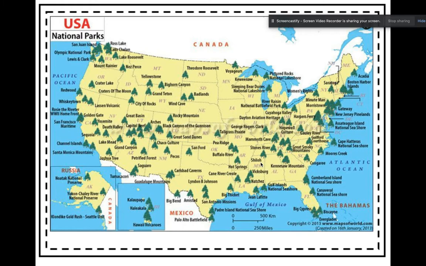So if you look at all of the spots with the trees, these are all of our national parks in the United States. So remember, we have 419. So that's a lot of national parks. If you look right here, we have some in our state.